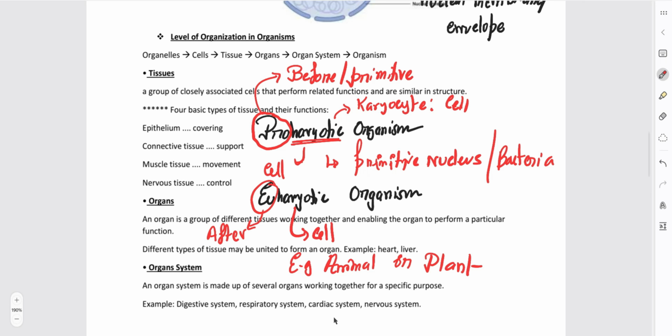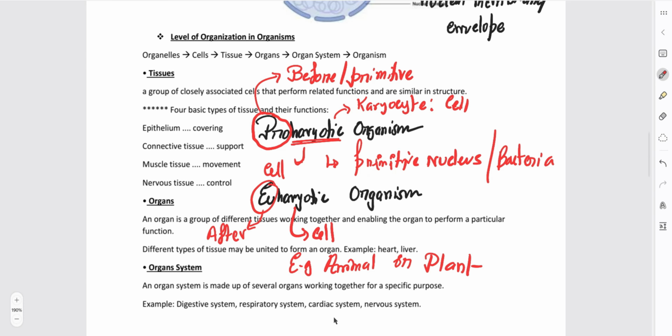Then there is a difference in their nuclear structure as well. The eukaryotics have diploid chromosomes, but the prokaryotics have a haploid chromosome, right? So this is the main difference between prokaryotic and eukaryotic organisms. Prokaryotic means they do not have a nucleus, and eukaryotic means they do have a nucleus, right? And we have to know the examples. The prokaryotic example is bacteria, and the eukaryotics are animal or plant.